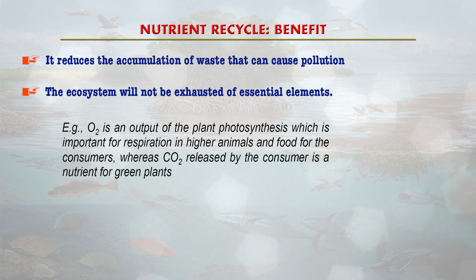For example, oxygen is an output of plant photosynthesis, which is important for respiration in higher animals and food for the consumers, whereas carbon dioxide released by the consumer is a nutrient for green plants. So that's how it is a cyclic and a usable process.